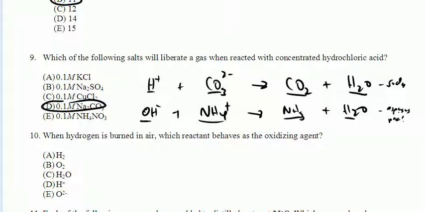Alright, so in this case you have the hydrogen ion because you have hydrochloric acid, and the only thing that has CO3 2- is right there. They actually gave it to you. They might give you those names, but in this case the answer is D.